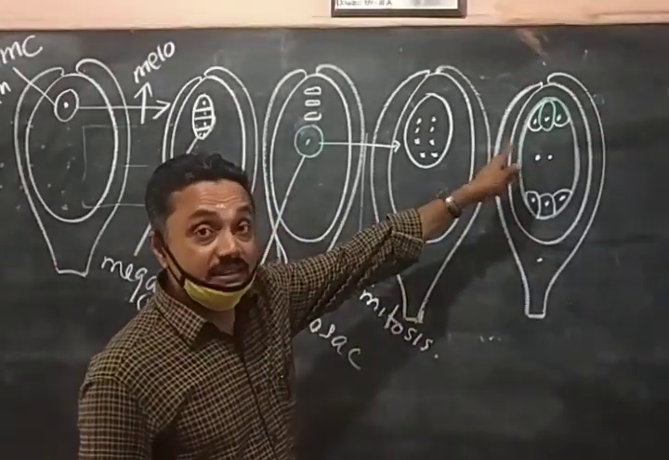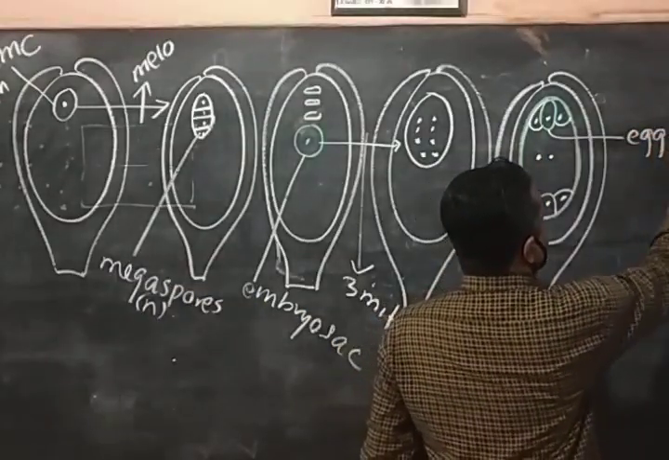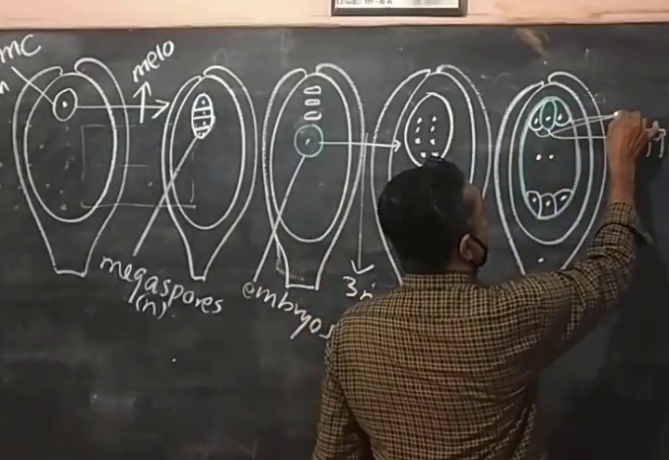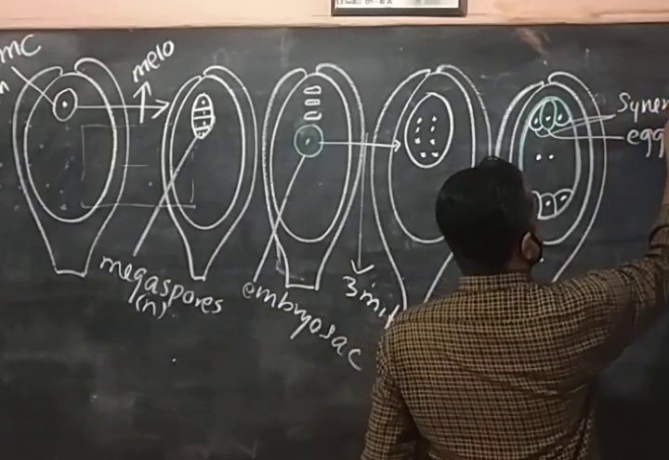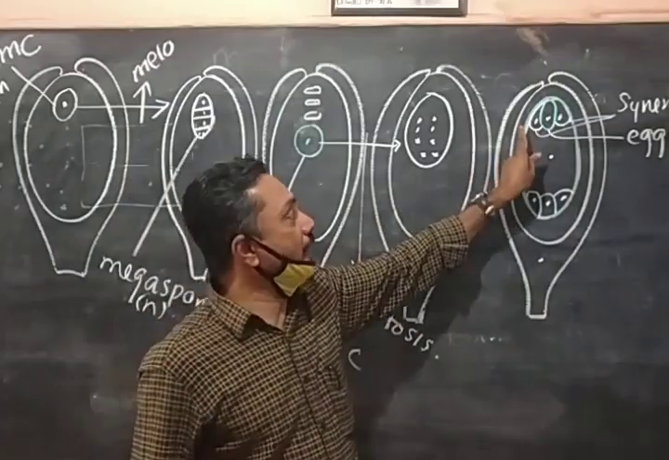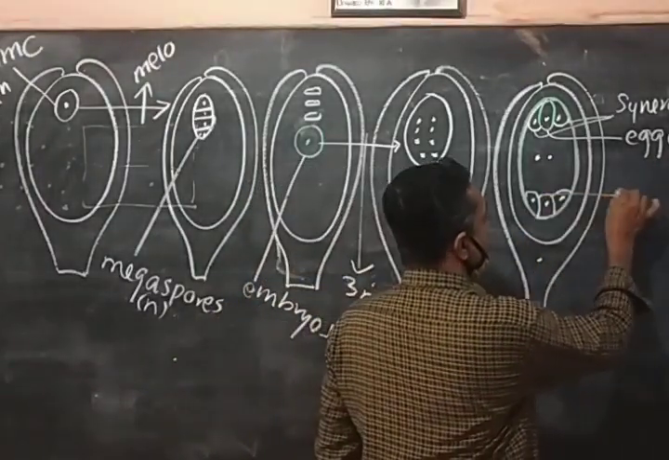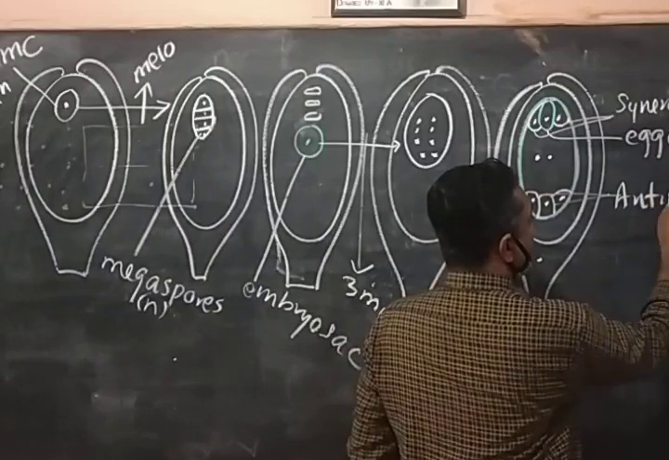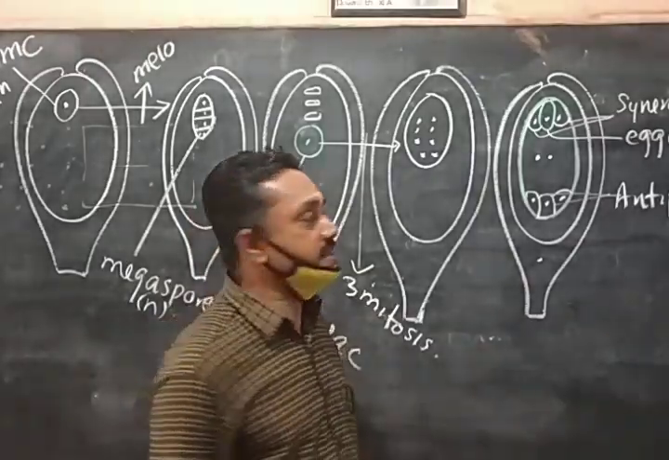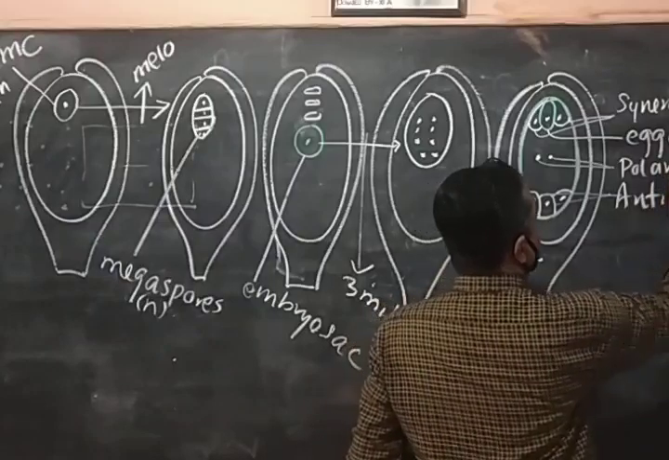And of the 3 at the micropylar end, the central cell is called the egg cell or female gamete. The cells on either side are called synergid cells, synergids. So a central egg cell and two synergids. The three at the opposite side are called antipodal cells. And the two at the center are together called polar nuclei.